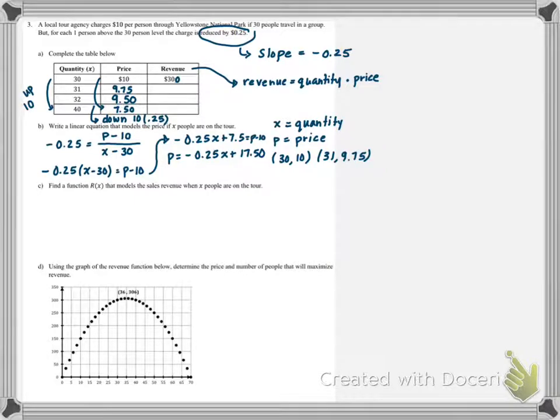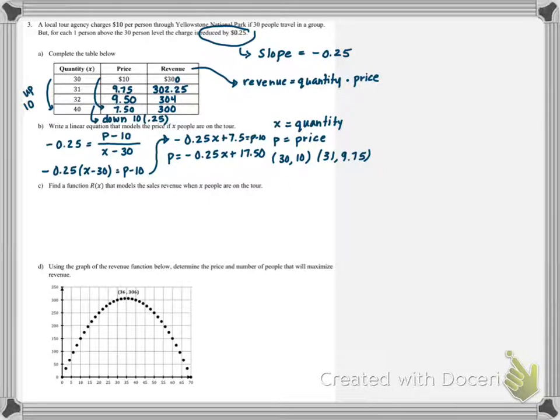So we can fill out the rest of that table just by multiplying the first 2 columns, right? So 30 times 10 was 300, 31 times 9.75. You guys, I'm doing this from memory, so tell me if I mess it up. Is I think 302.25. And then 32 times 9.50 is 304, yeah? And 40 times 7.50 is 300.